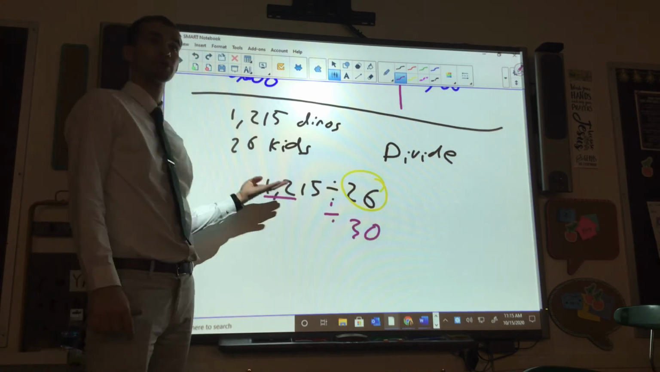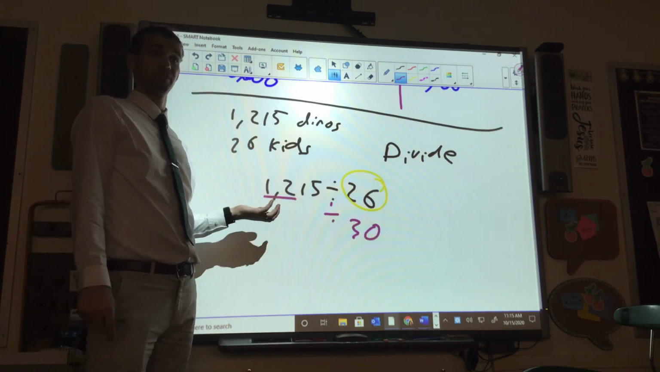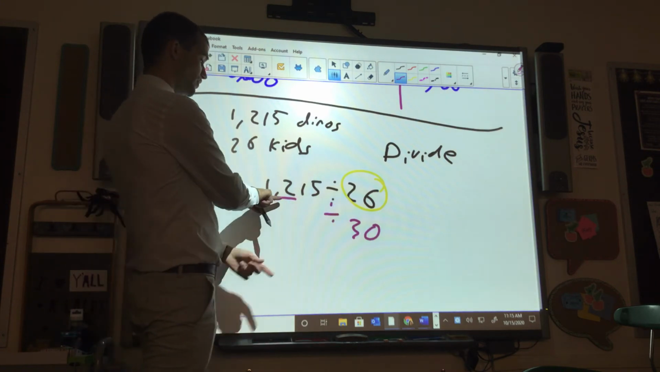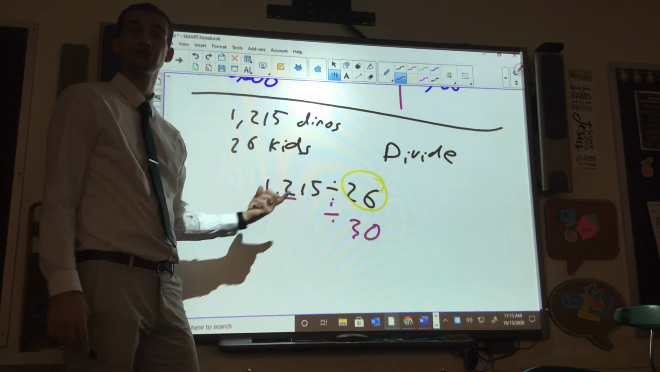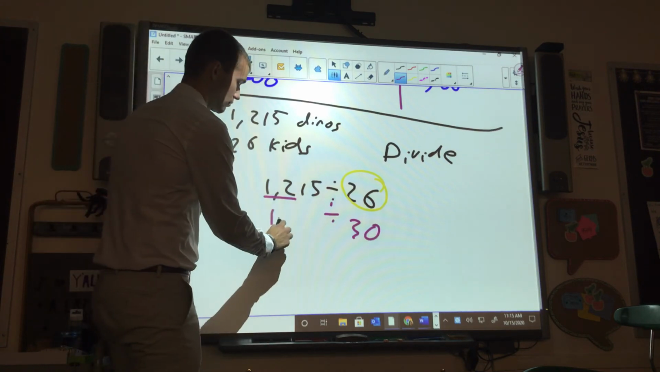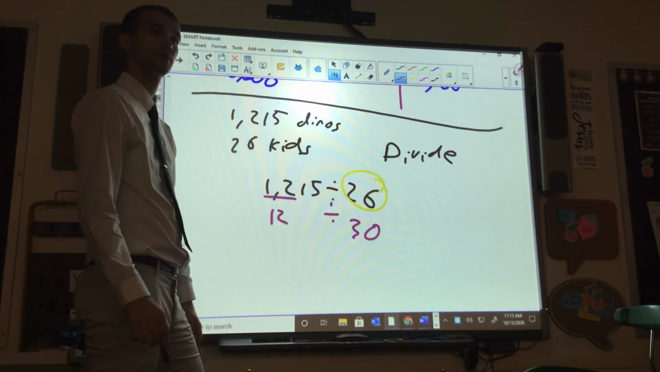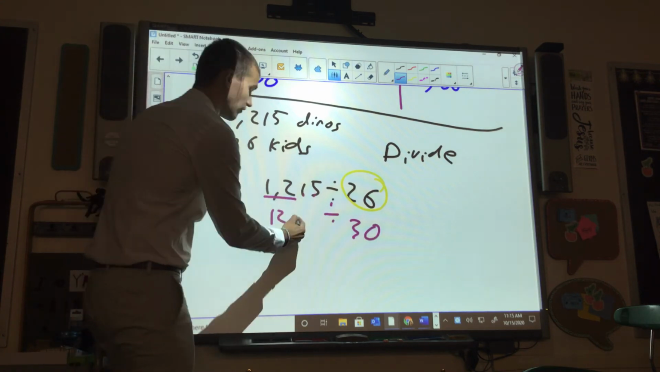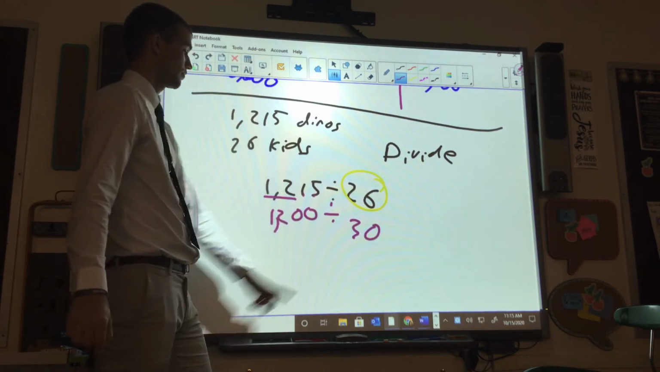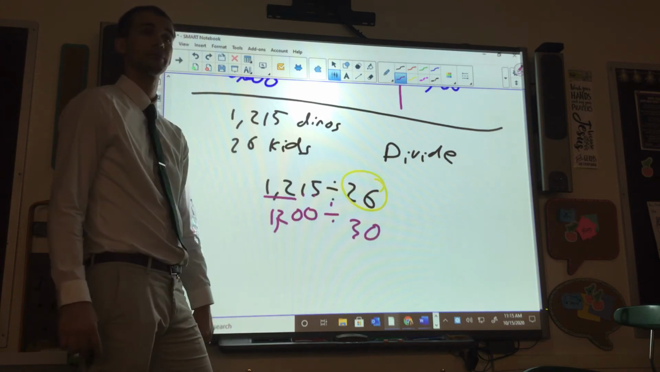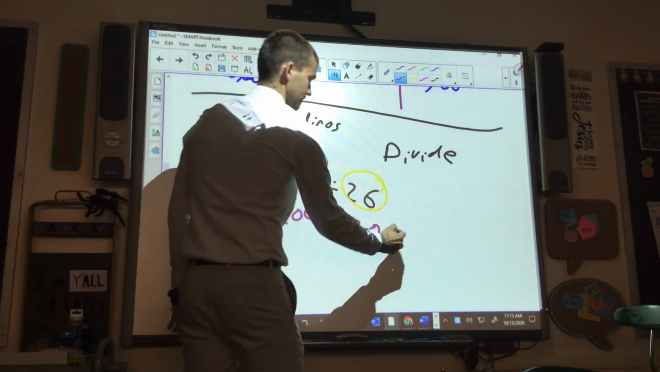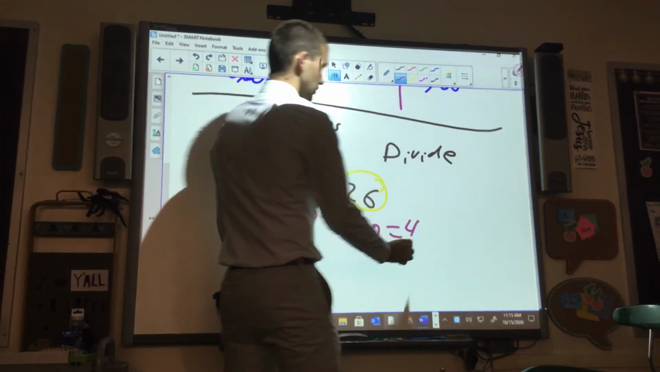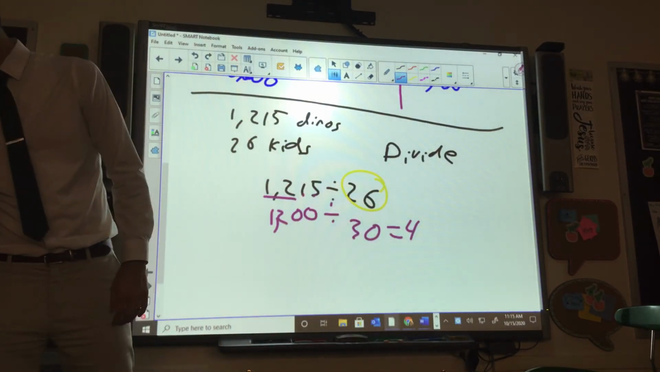Now, normally your number's not going to be exactly right, but this just happens to work, so we just have to shave off these extra 15. This 1,215 now turns into 1,200. 3 goes into 12 how many times? 4. 4 times.